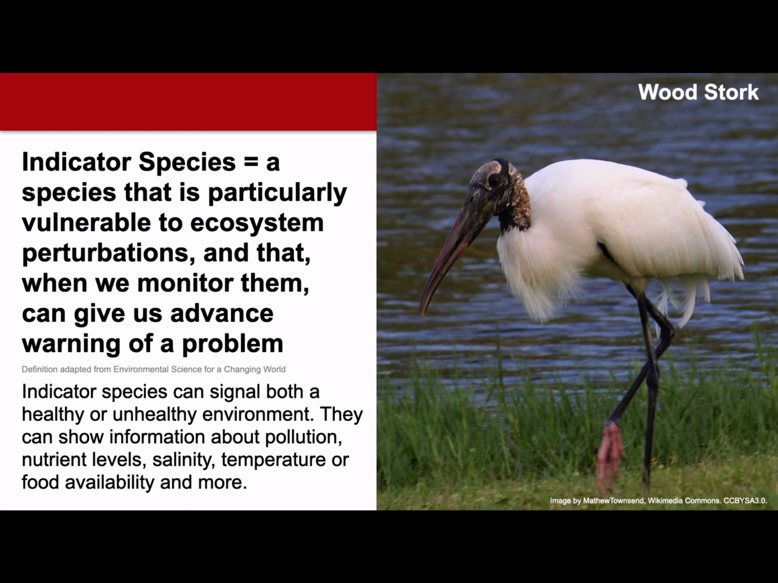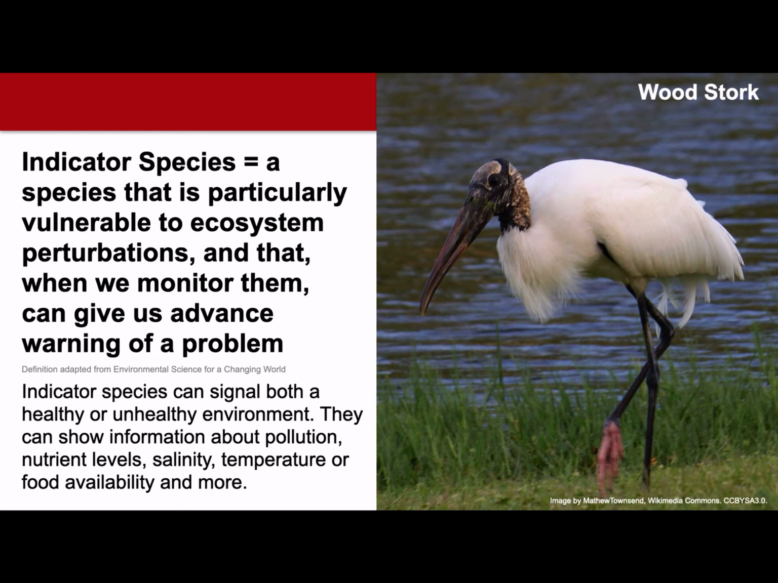By monitoring the health and population size of indicator species, we can determine how healthy an ecosystem is. They serve as sentinel species that detect risks to an ecosystem, acting as an early warning system for problems that may arise, such as pollution and disease.